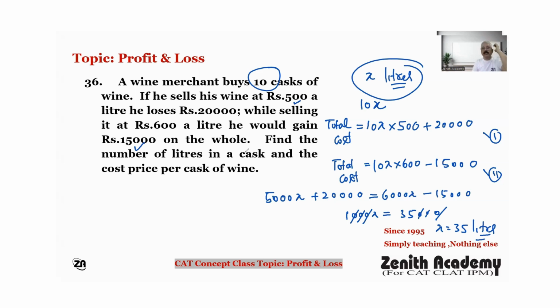So the question: find the number of liters in a cask. So this is your answer, that in each cask, there is 35 liters of wine. You got it?